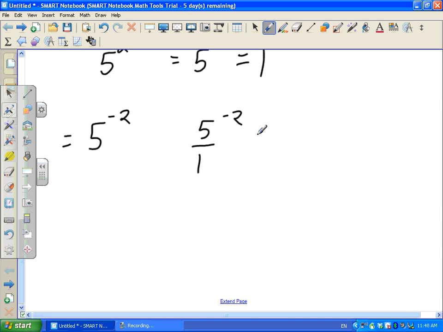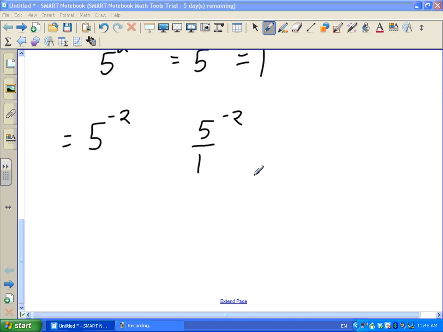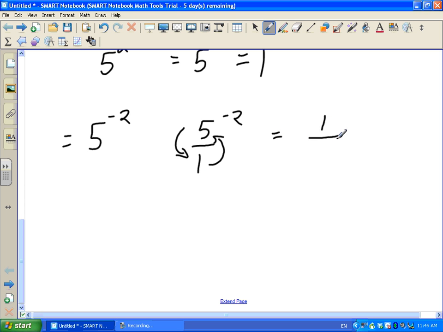So I'm going to rewrite this to say 5 over 1 to negative 2. Now I want to get rid of that negative. Say I want all of my answers to have positive exponents. I just have to flip the fraction, the reciprocal of that fraction. So I take the 5 and the power of 2, put it on the bottom and the 1 on top. So what that means is my 1 now goes on top.